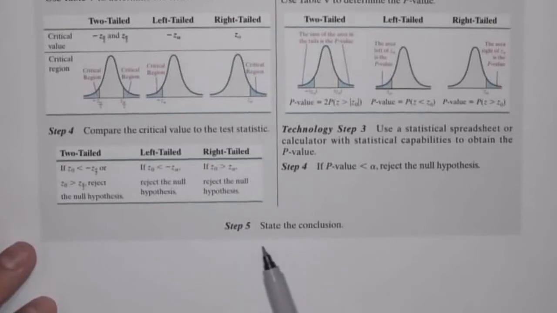So this process is essentially the same process that we used previously with hypothesis tests. The main difference is that we have a different way of computing the test statistic because we're dealing with the sampling distribution of p hat 1 minus p hat 2 instead of just dealing with a sampling distribution of a single proportion. So let's take a look at an example.